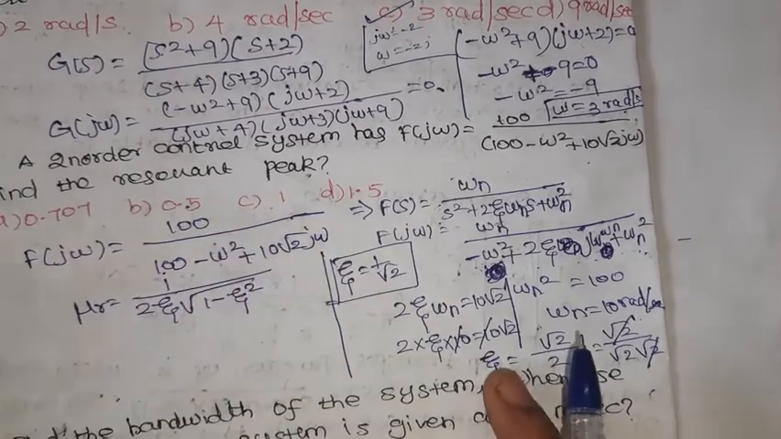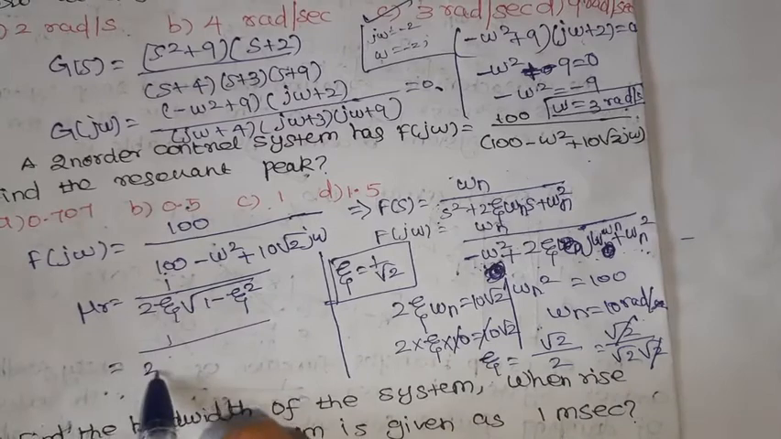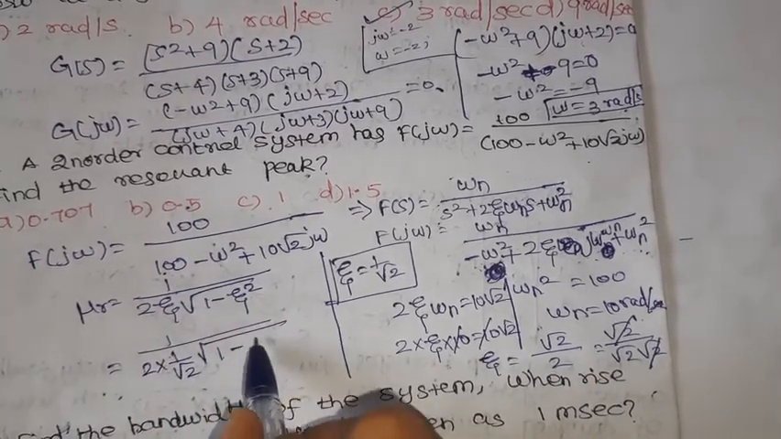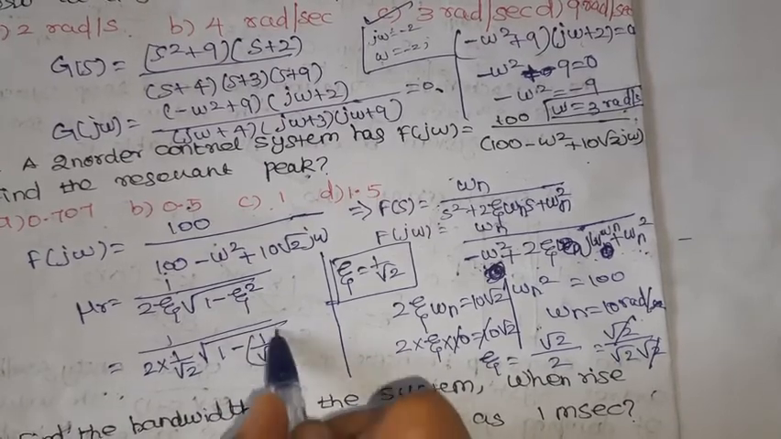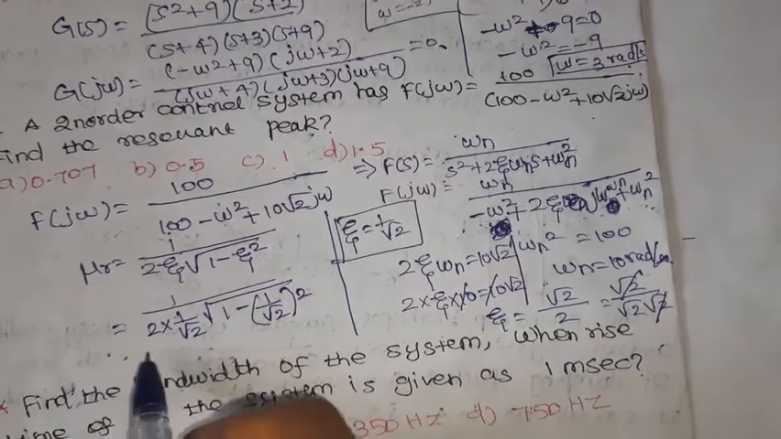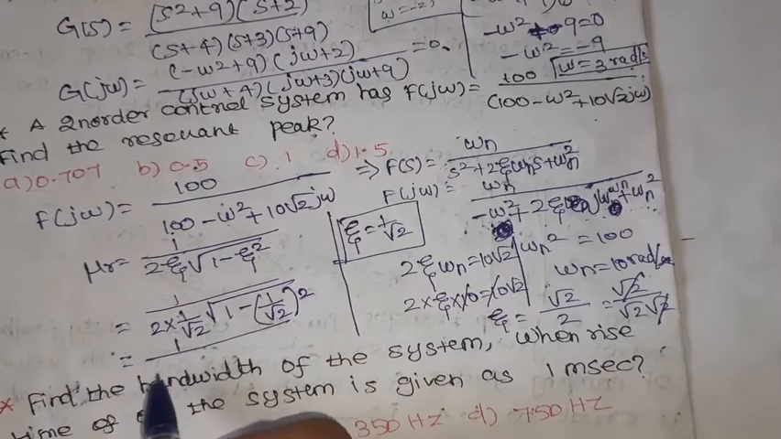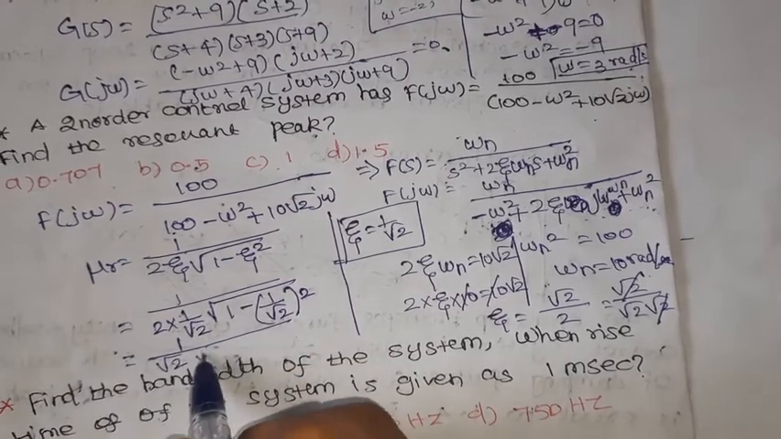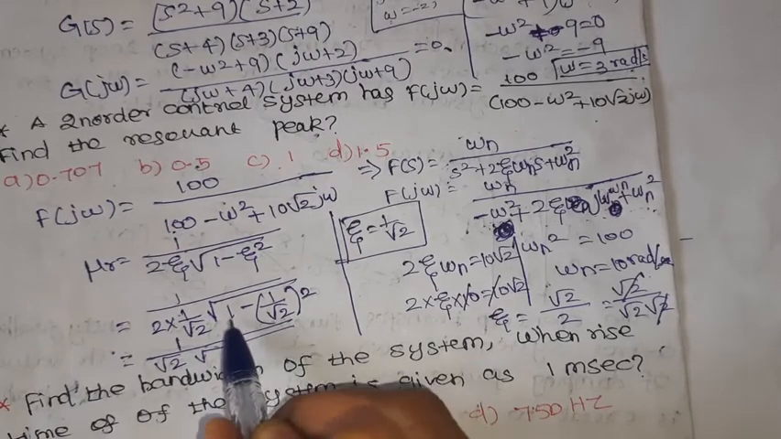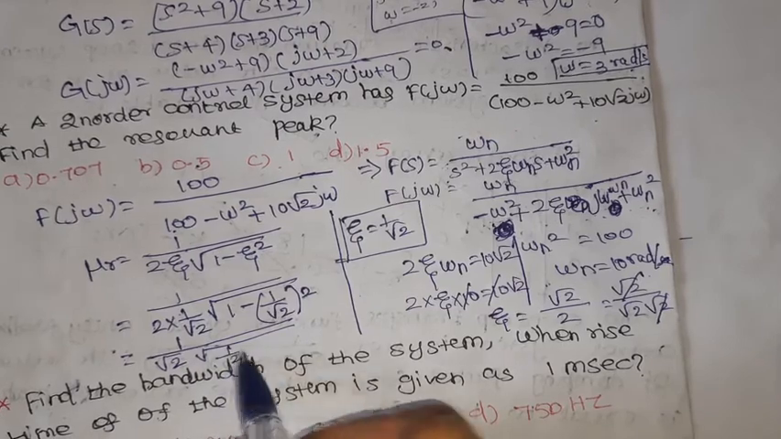We need to find out the resonant peak. Resonant peak value is 1 divided by 2 zeta square root of 1 minus zeta squared, with zeta equal to 1 by root 2. So 2 into 1 by root 2 is nothing but root 2. The square root of 1 by root 2 squared is 1 by 2 only. So 1 minus 1 by 2 is 1 by 2. So square root of 1 by 2.